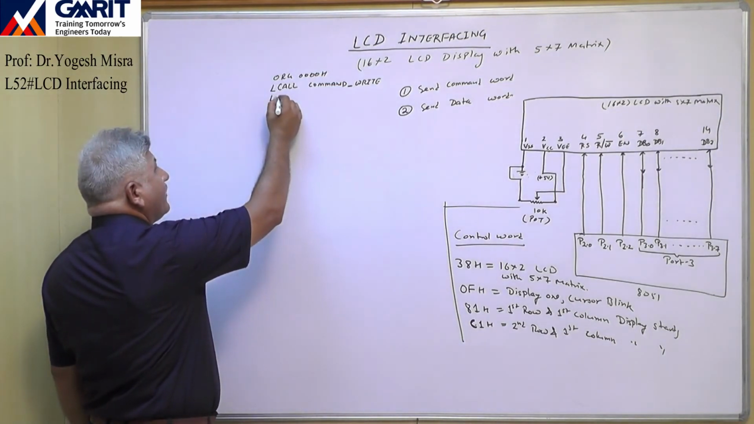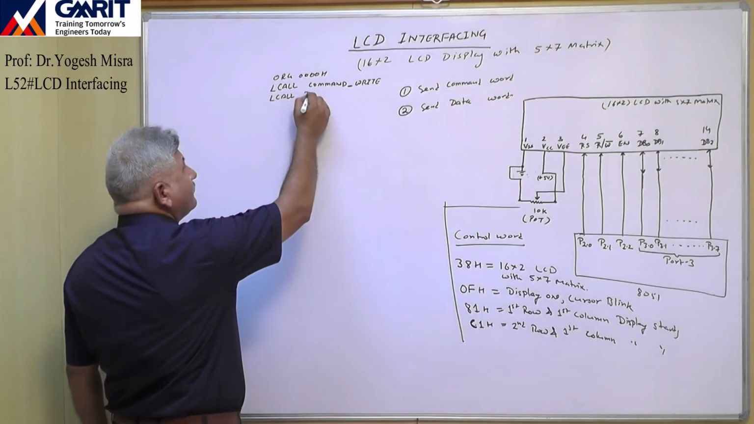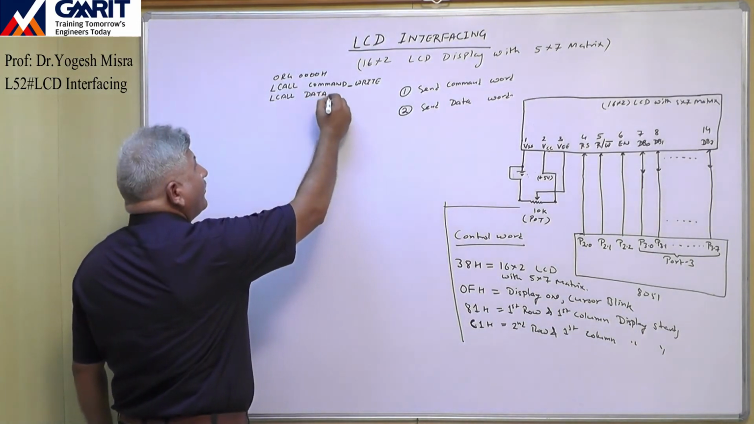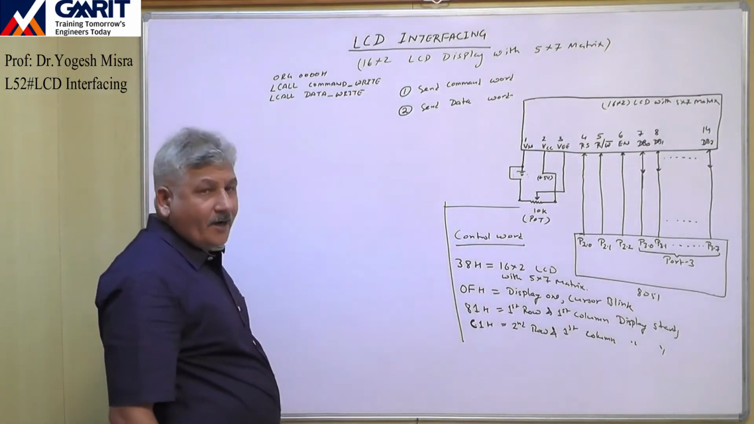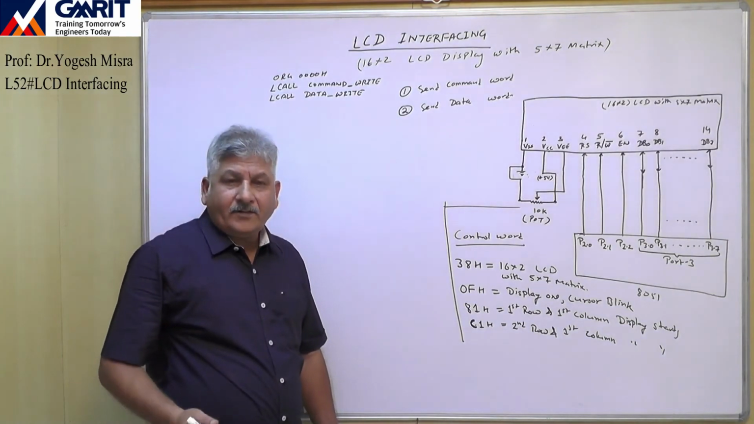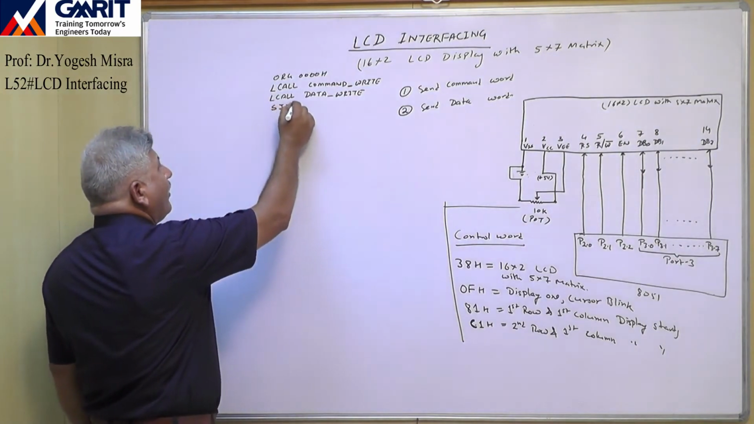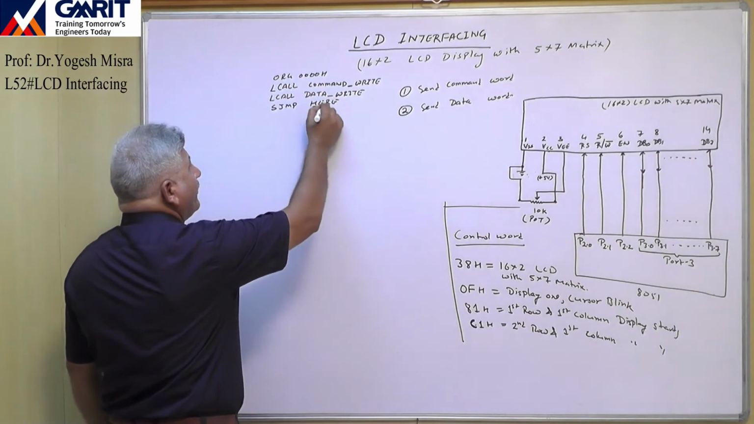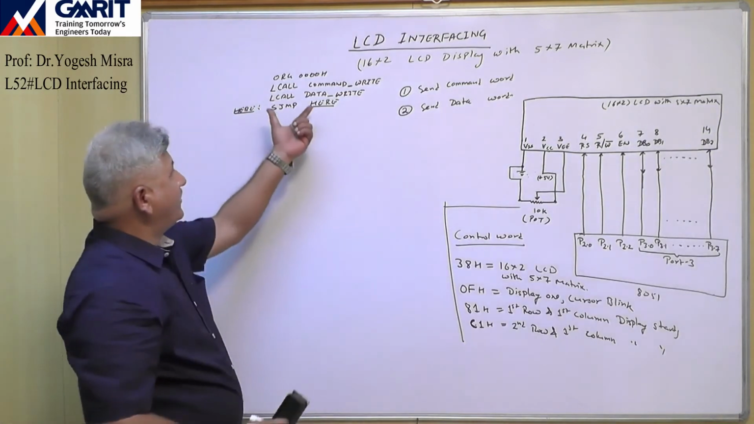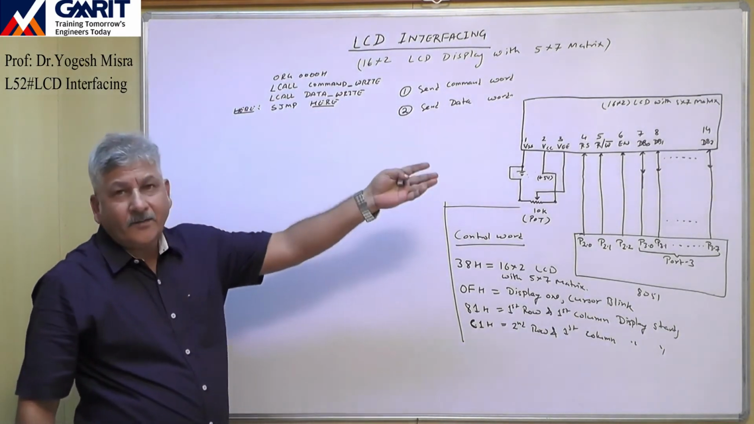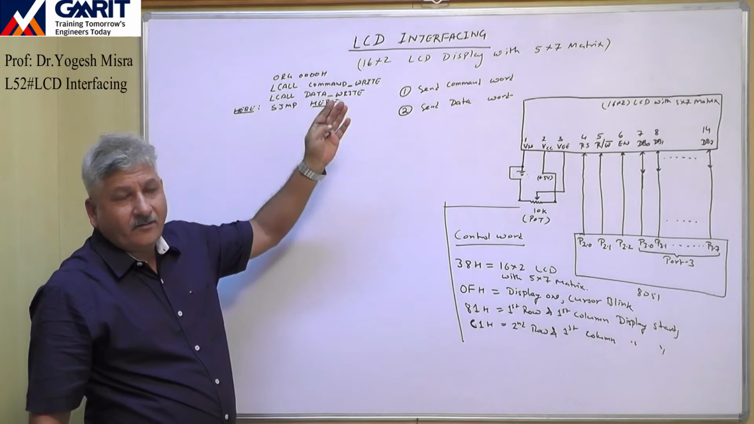After this, once the command word has been written, I'll call data_write. I will write the data. And once data is also written, then I jump here. The controller will execute only this instruction because our data has been displayed. Because whatever we have written in the data register after writing the command word, that thing will be displayed.